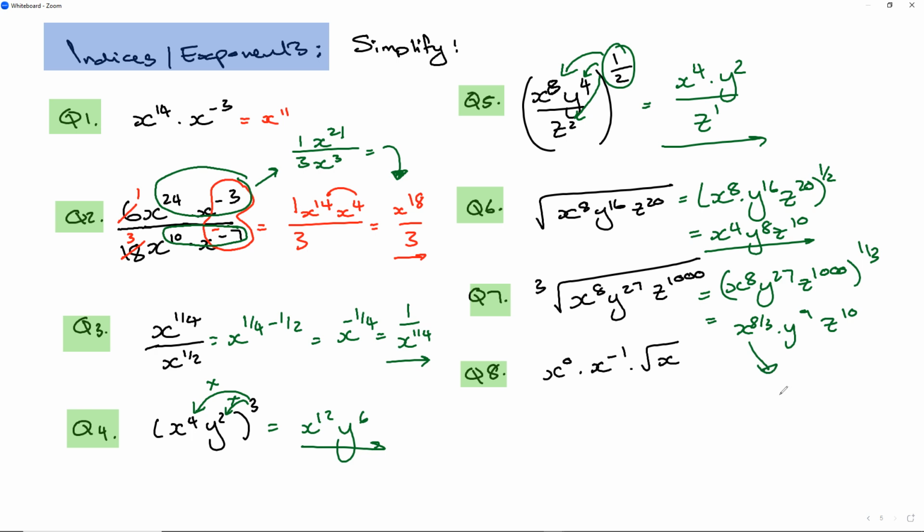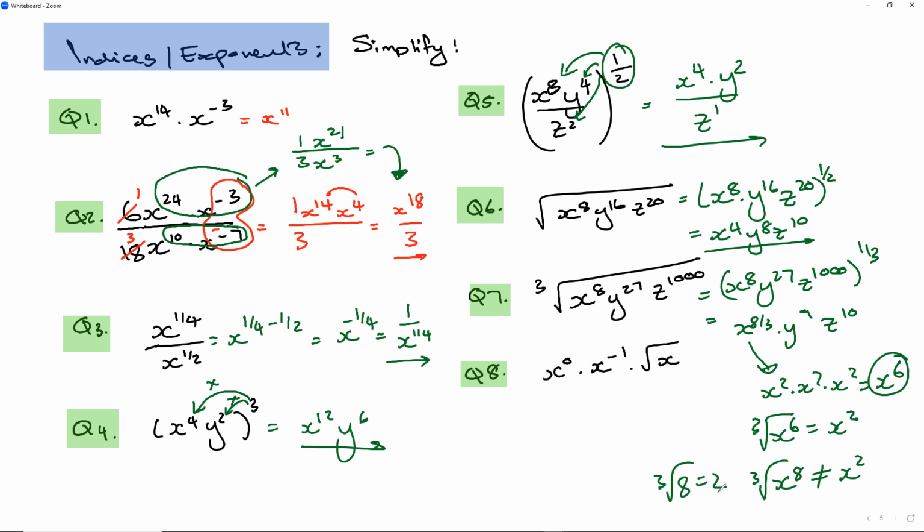And this one we've got to be careful. Remember, if you have x squared times x squared times x squared, that'll be x to the power of 6, right? So the cube root of x to the power of 6 equals x to the power of 2. The cube root of x to the power of 8 does not equal x to the power of 2. But the cube root of the big number 8 equals 2, definitely. So just as a note, just remember that. Okay.